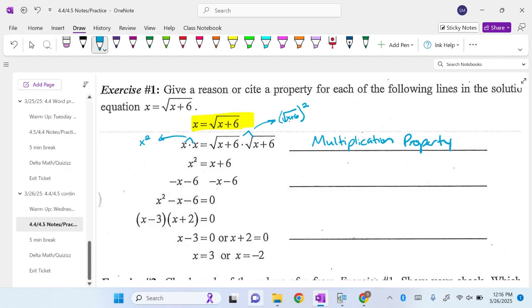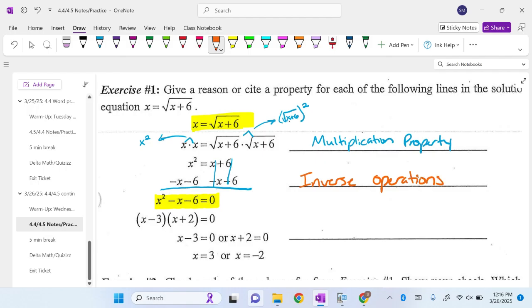Now, the next thing that they do is they get that x squared equals x plus 6, and they just simplified. Then they moved everything to the other side and factored. What they did here, because it's hard to tell, is that they subtracted x from both sides, so that canceled. They subtracted the 6 from both sides, that canceled, and they ended up with this. So that property is just inverse operations.